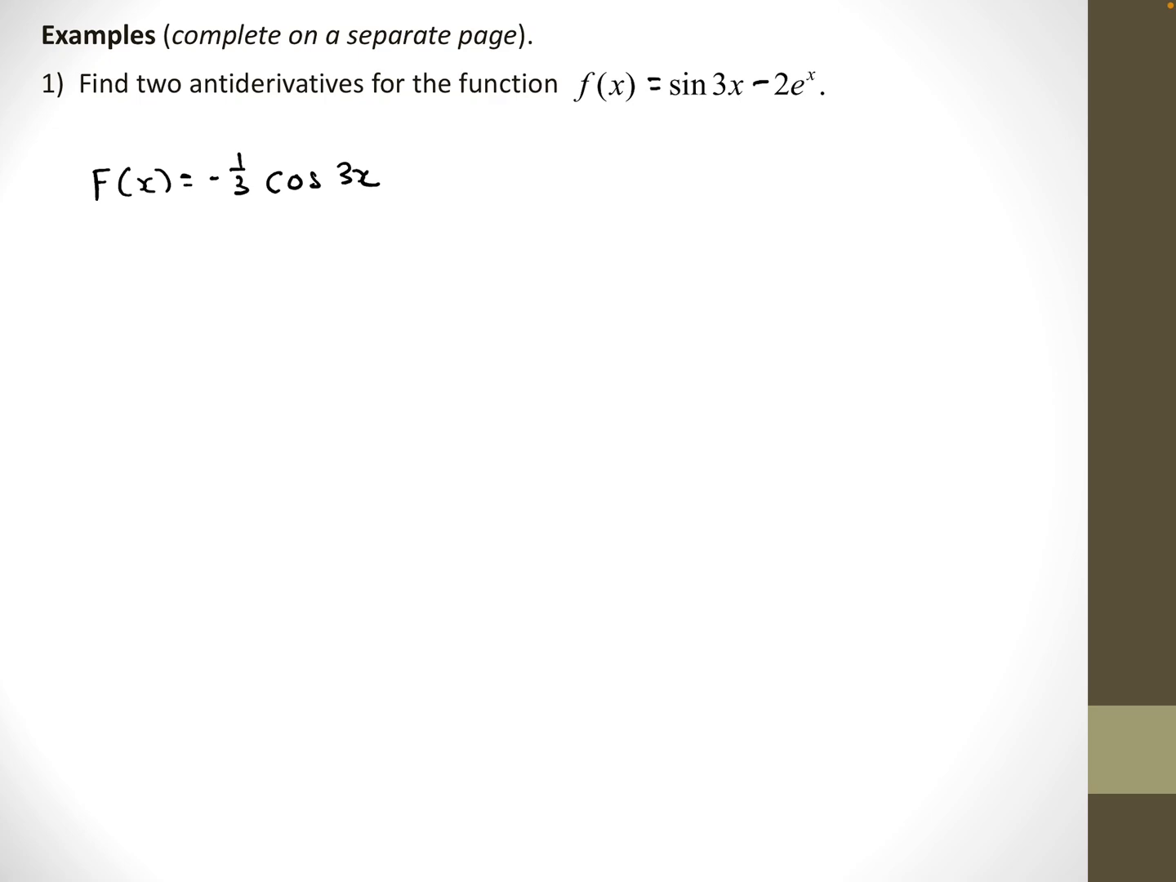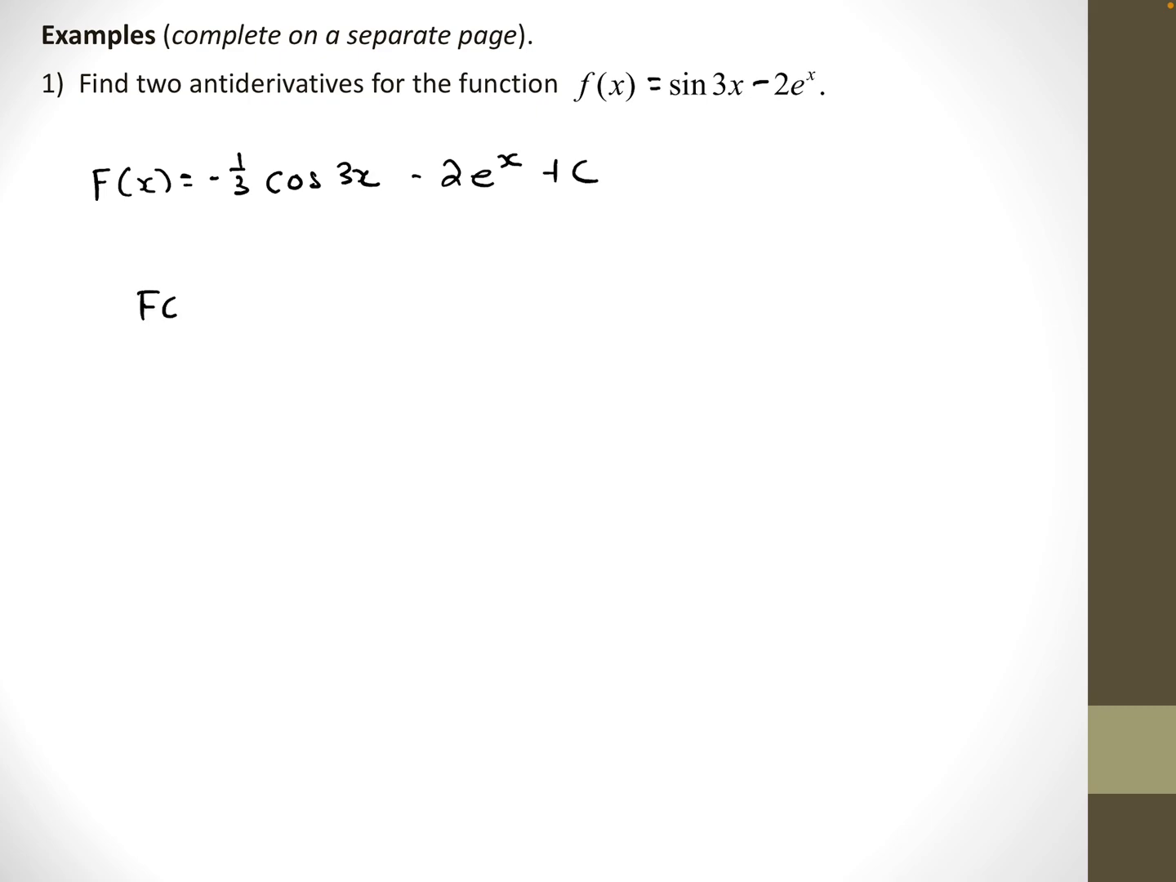And if that doesn't make sense when you look at it, well, take its derivative, and you'll see, okay, that works. And then to get 2e to the x, well, okay, I'll just need 2e to the x. E to the x is very nice with these kinds of derivatives and antiderivatives, because the derivative of e to the x is e to the x. But then I could have a constant out here. So here's my two answers.